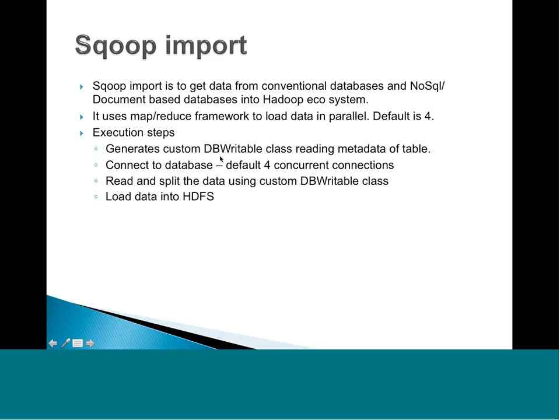So it will actually connect to the database twice. First it will connect to the database to get the metadata of the table, and it will generate this DB writable class. And then there will be 4 connections to the database, as the default number of mappers is 4. It will connect with 4 concurrent connections, read the data from the database and split it using this custom DB writable class, which is generated on the fly, and then load it into HDFS. There is an algorithm for how it will divide the data into 4 mutually exclusive sets, which I will explain in a moment.